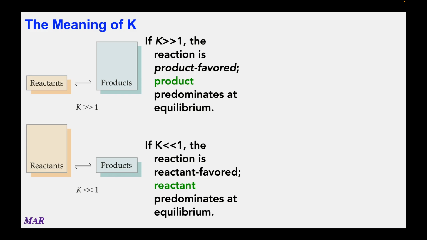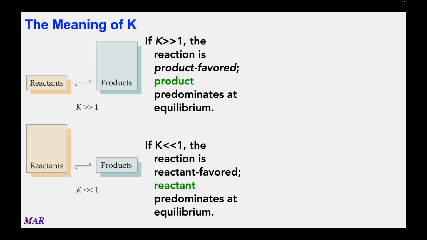The magnitude of K will tell you if you have more products than reactants or more reactants than products. It's a general rule, not super specific. Sometimes I've had huge Ks that didn't really have that much more products than reactants, but it does give you at least a ballpark figure as to what to expect.